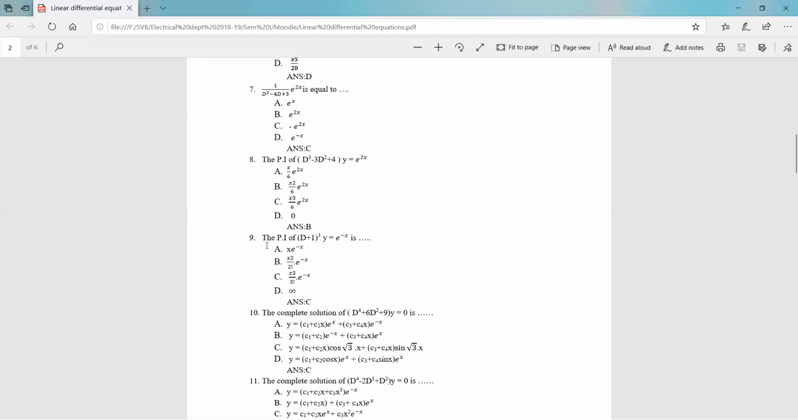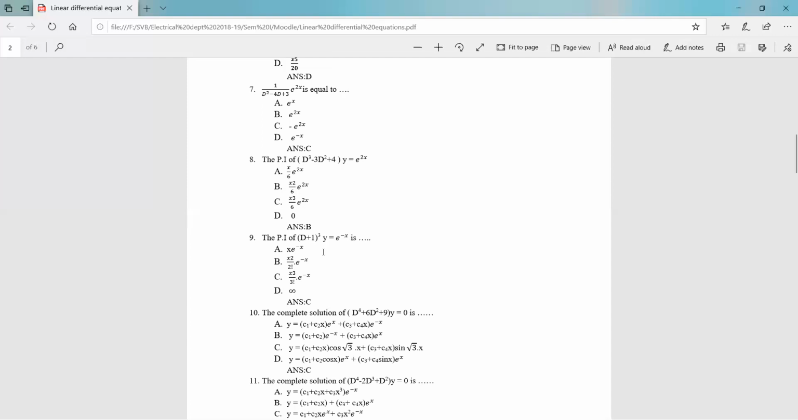Now see problem number 9. P.I. of d plus 1 cube y is equal to e raised to minus x. By definition, P.I. is equal to 1 upon f of d into X. F of d is d plus 1 cube, and capital X is e raised to minus x. So P.I. is 1 upon d plus 1 cube into e raised to minus x. Here a is minus 1. If we put d is equal to minus 1, the denominator becomes 0.